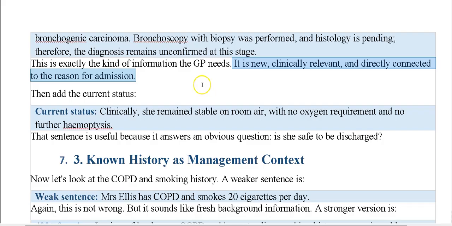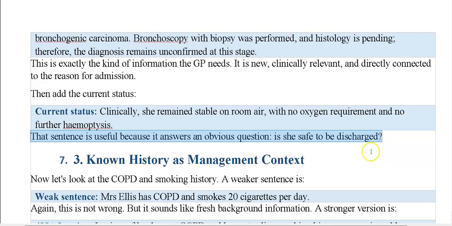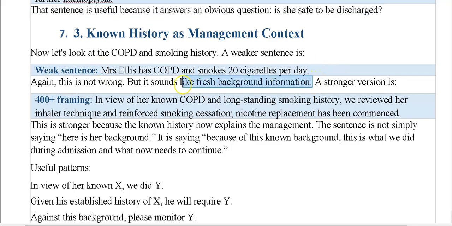Advocate status. Clinically, she remained stable, but it says that answers the question, is she safe to be discharged? So if we look at COPD now, a weaker sentence simply states the facts as if it's fresh. In view of her known COPD and long-standing smoking history, we reviewed inhaler technique, reinforced, etc.